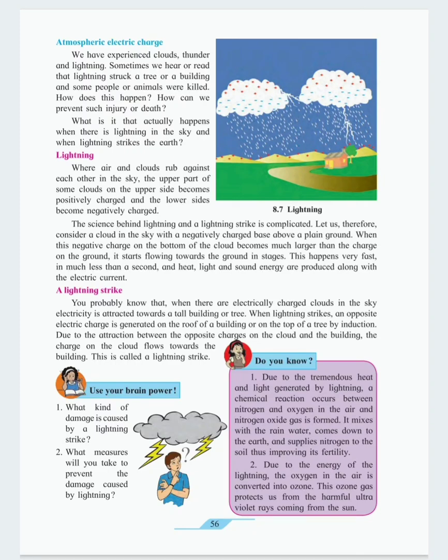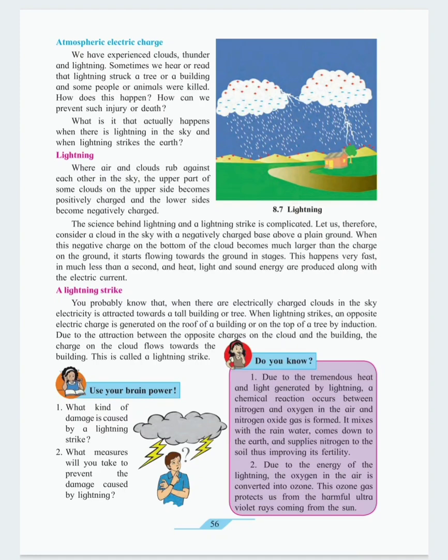What exactly happens in this situation? There are clouds in the environment. Clouds and air rub against each other. There is an upper layer as well as a lower layer of the cloud. When these clouds and the air around the clouds rub against each other, it creates charges. The upper surface of the cloud generates positive charge and the lower surface of the cloud generates negative charge.